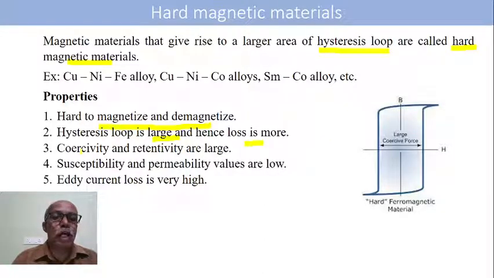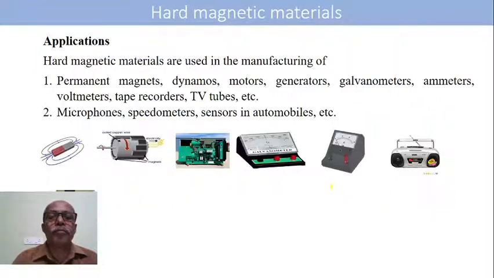Hence, the coercivity and retentivity are large in hard materials. Susceptibility and permeability values are low. Hence, the eddy current loss is also very high in case of hard magnetic material.